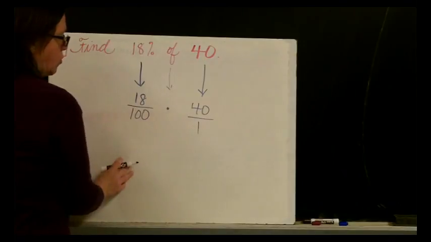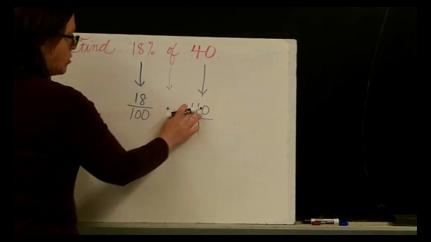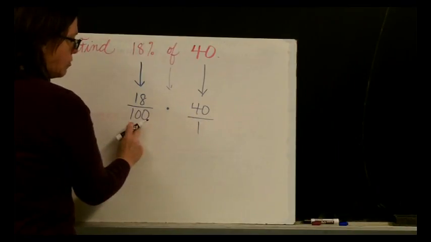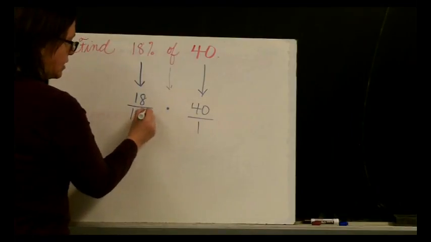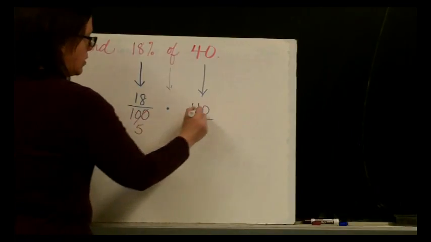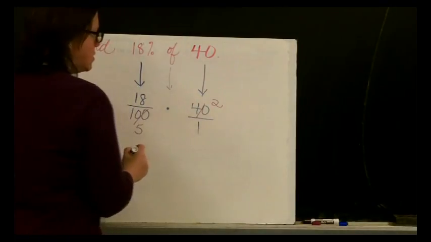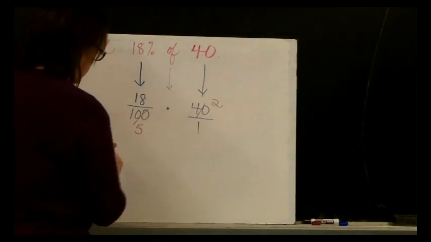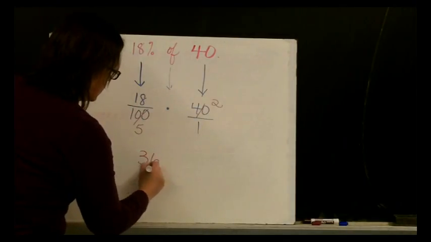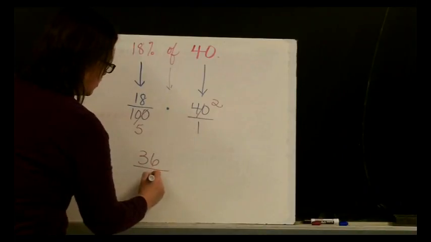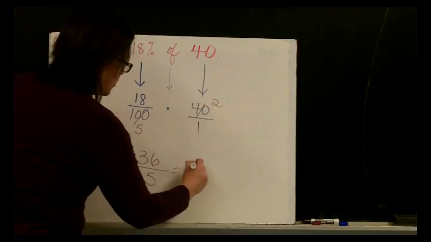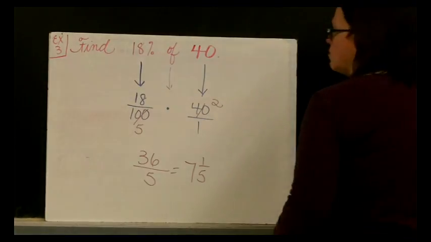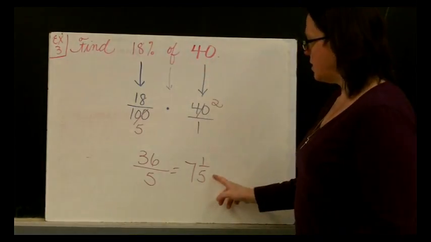When we look at the 18 and the 1, they are already simplified. So let's see if we can cross-simplify the 100 and the 40, and we can. The greatest common factor of 100 and 40 is 20. There are 5 20s in 100, and there are 2 20s in 40. And so now we can just multiply our numerators. We have 18 times 2, which is 36, over 5 times 1, which is 5. And that simplifies to 7 and 1/5, which means that 18% of 40 is 7 and 1/5.